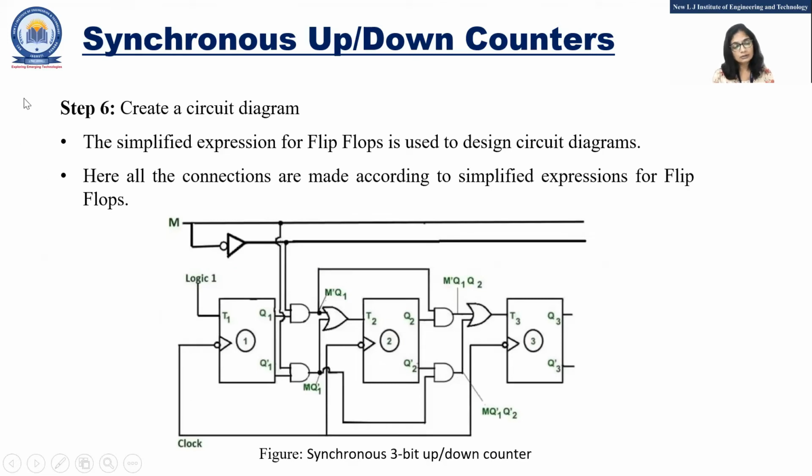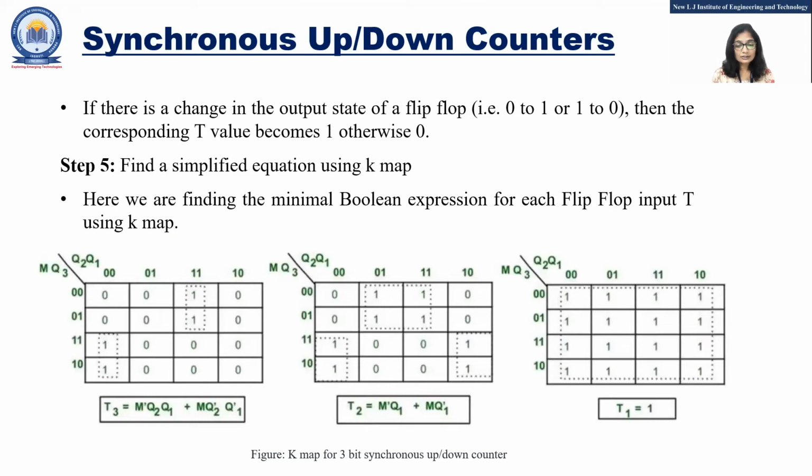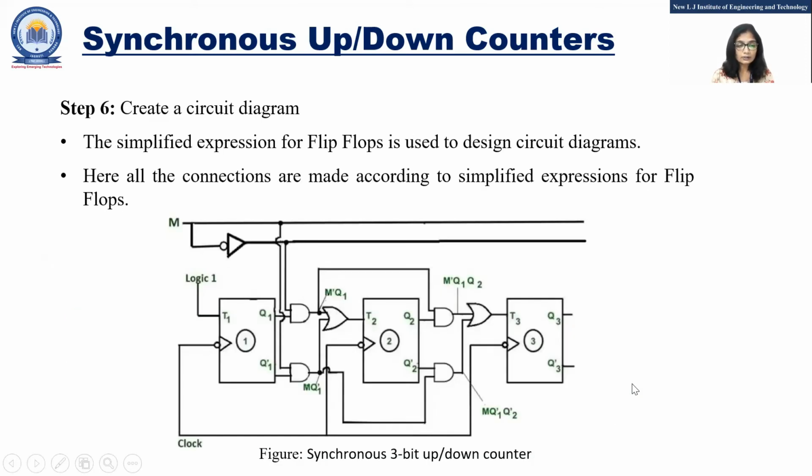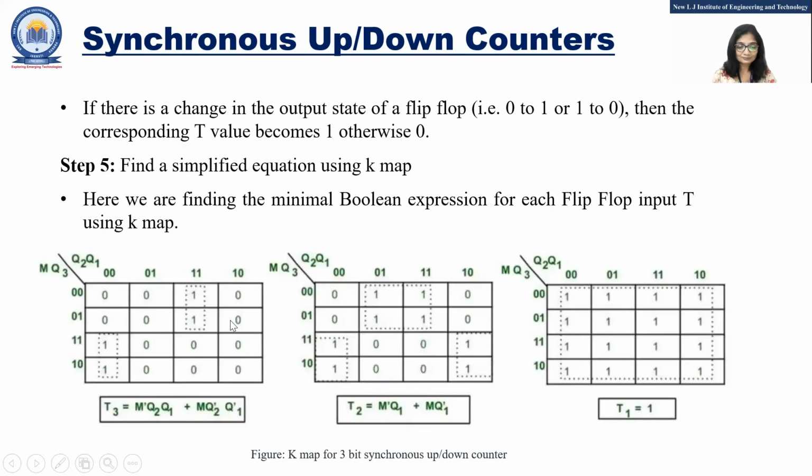So now in the last step, that is the 6th step, we have to create the circuit diagram. This circuit is based on these Boolean equations. So what is T1? T1 is 1. So in T1, we will apply fixed logic 1. Then what is T2? M bar Q1 plus M Q1 bar. This is nothing but the simple XOR operation, right?